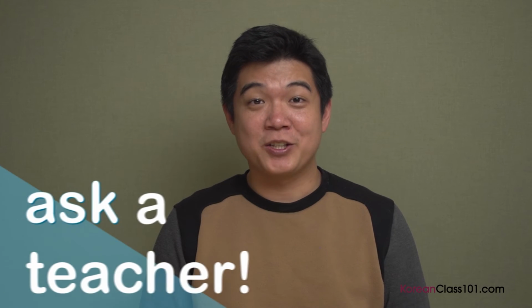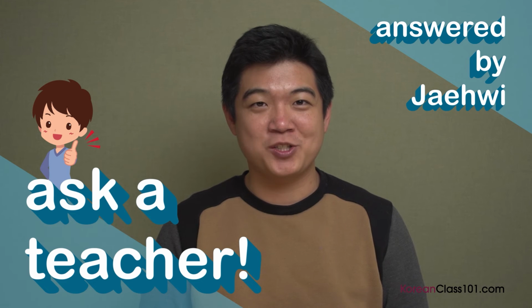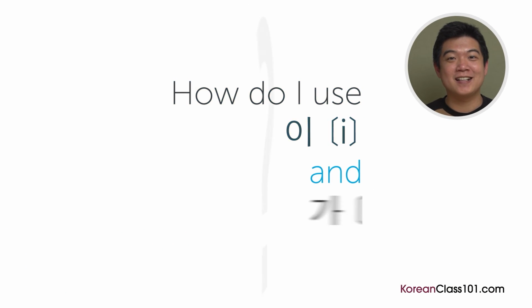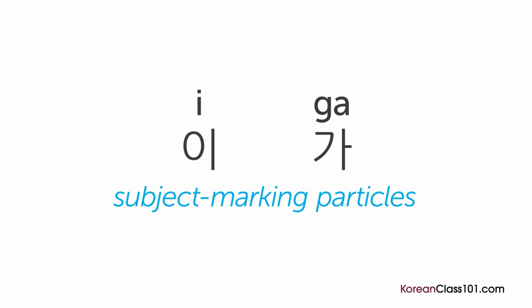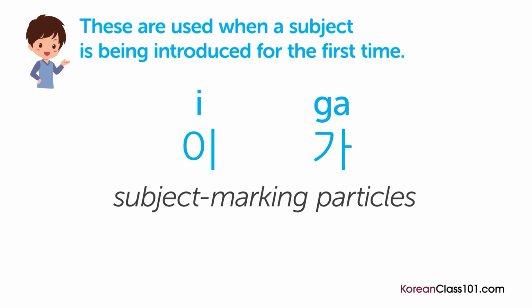Hi everybody, Jay here. Welcome to Ask a Teacher, where I'll answer some of your most common Korean questions. The question for this lesson is, how do I use 이 and 가? The subject marking particles 이 and 가 are used to mark the subject of a sentence. These are used when the subject is being introduced for the first time.